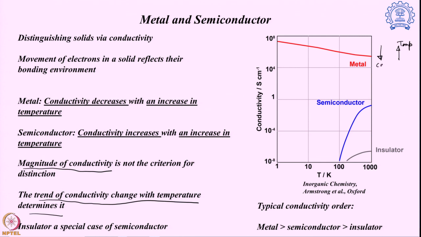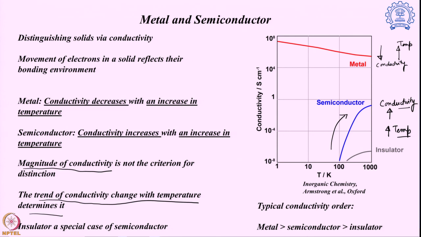And this is the conductivity that actually decreases. Whereas a semiconductor is a system whose conductivity increases with an increase in temperature. So, they vary in the same direction. So, that is the main distinction between the metal and semiconductor.